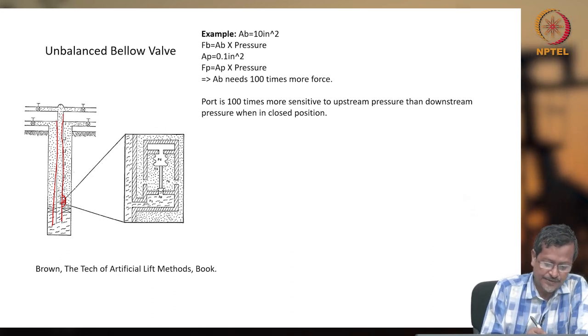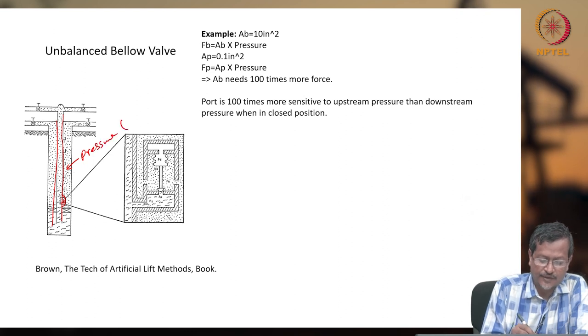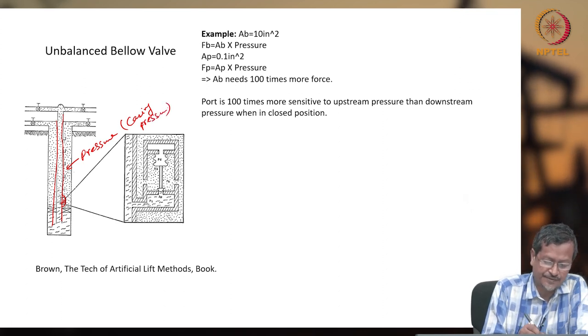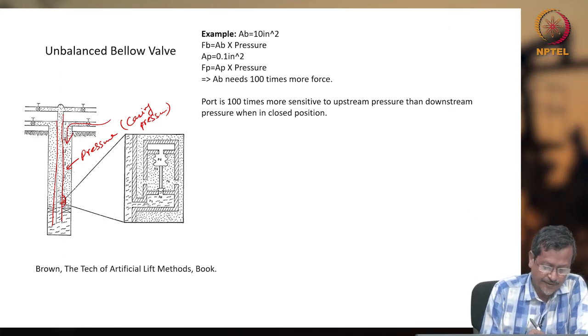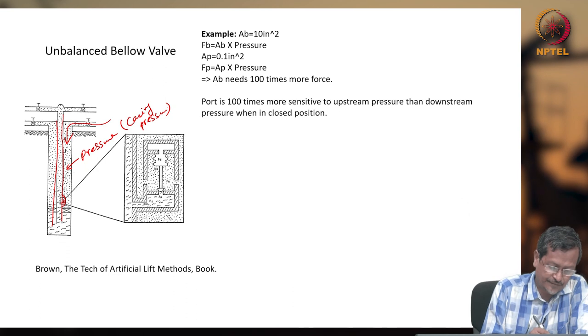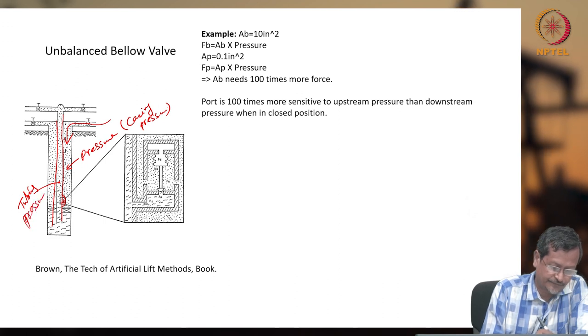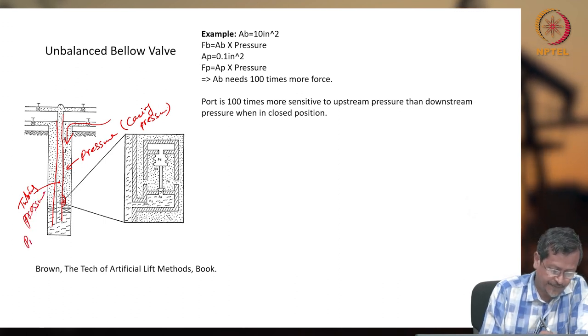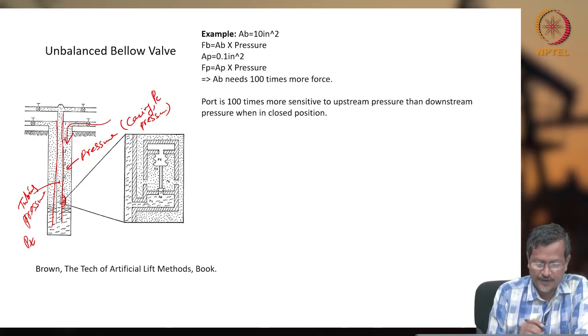Now this is the casing pressure, or the pressure you created from the surface. That pressure will control your valve. This is the tubing pressure. Normally they call tubing pressure PT, and casing pressure is PC. Now how is this valve working?